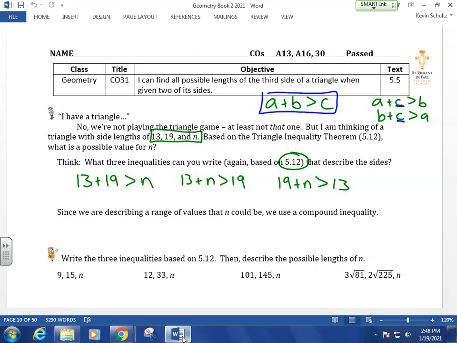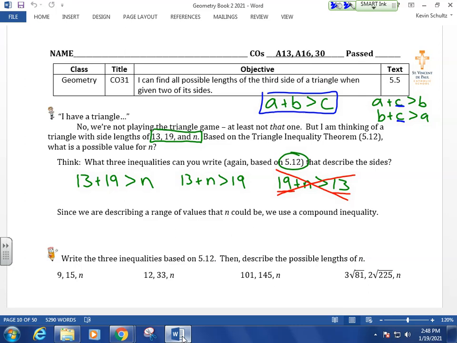It's the third one: 19 plus n is greater than 13. Because 19 is already greater than 13, and n can't be a negative number, we can't have a negative side length of a triangle. So this one we can eliminate because 19 is already bigger than 13. Whatever we add to it will still be bigger than 13.